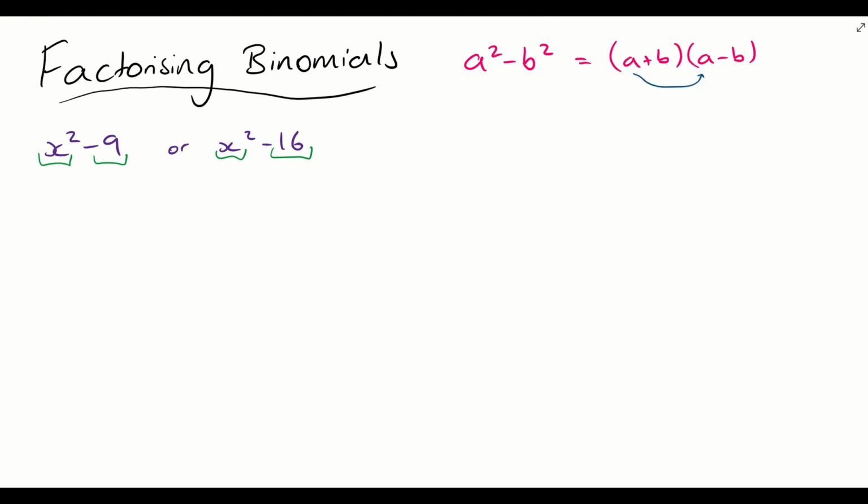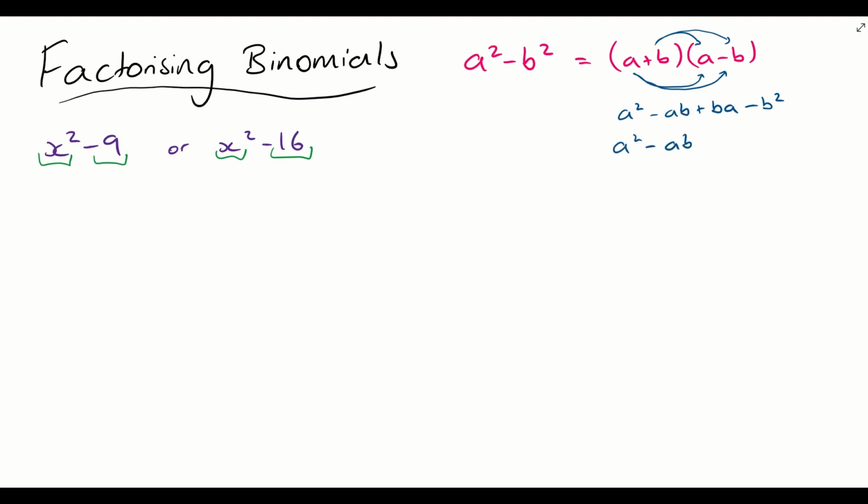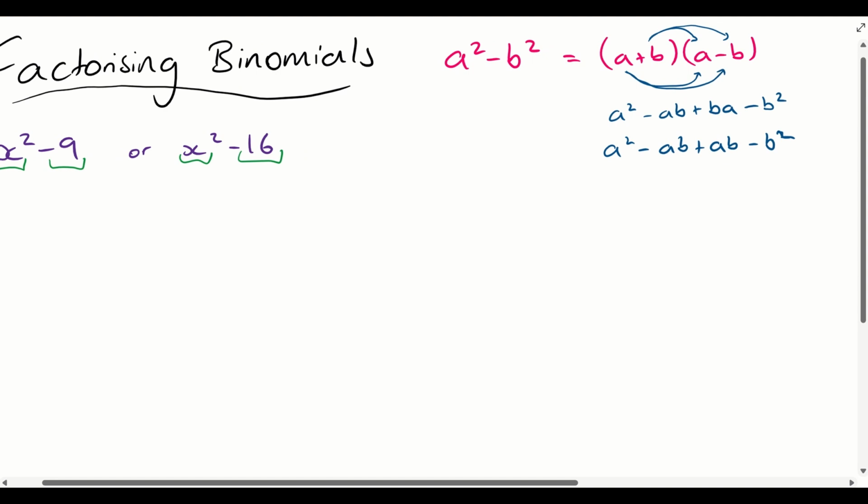So let's do a times a is a squared. A times negative b is going to be negative ab. B times a is going to be positive ba. And then b times minus b, we've got minus b squared. Okay, and remember, we can write this minus ab or plus ba. It doesn't matter which way around we multiply these. So let's rewrite this as a squared take ab plus ab take b squared. It doesn't matter which way around we write ba or ab, we're just multiplying them together, so order doesn't matter there.